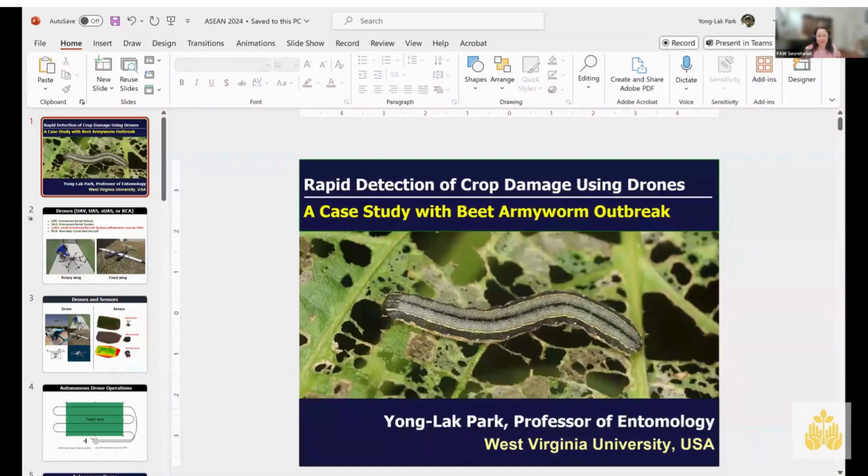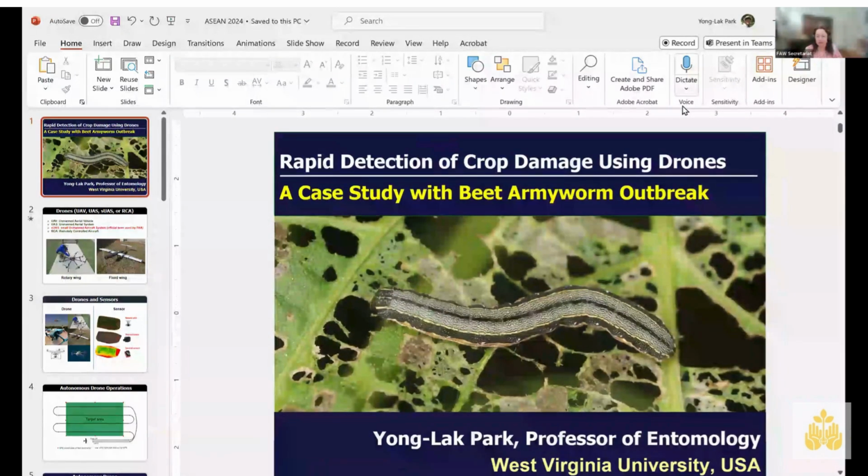Excellent. Thank you very much, Dr. Park. That was fantastic. And it's okay that it's not fall armyworm. It's a bit weird for me to see BAW rather than FAW because I'm so used to fall armyworm. But no, we're interested in the technology and the use of this for pest management in general.